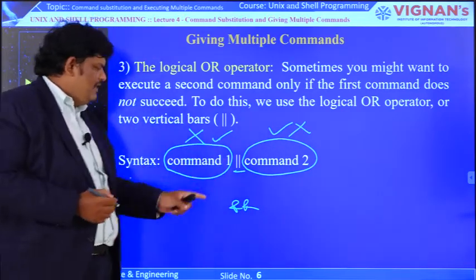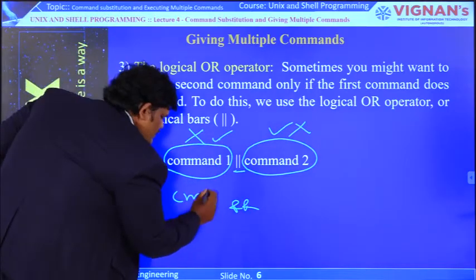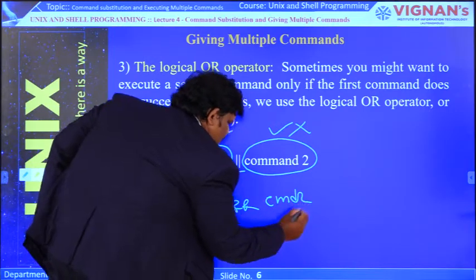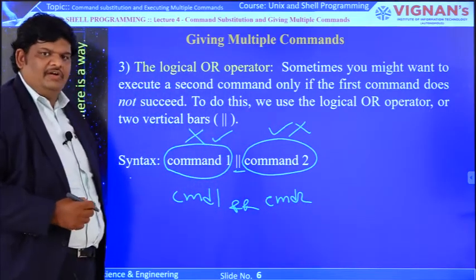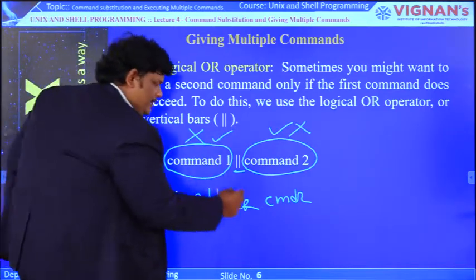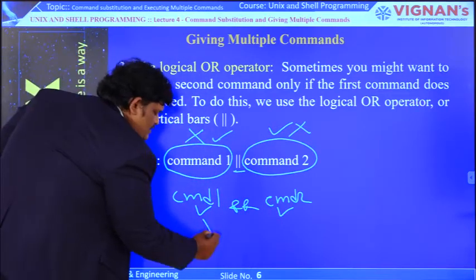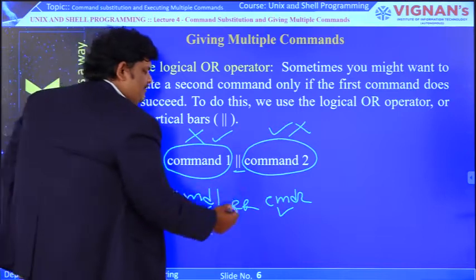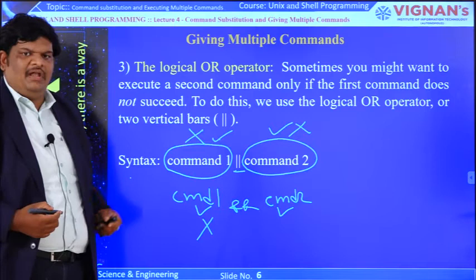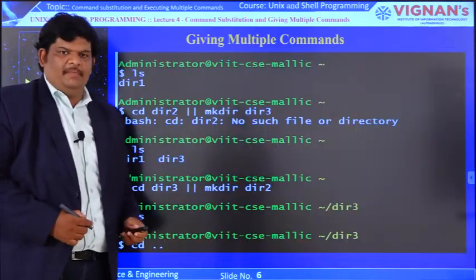Once again I will write the logical AND also here, so we can observe the difference. So I am writing command 1 and this is command 2. What will the logical AND operator do? If command 1 executes successfully, then only command 2 will execute. If command 1 execution fails, then the shell will never execute command 2. Let us see an example of how the logical OR operator works.